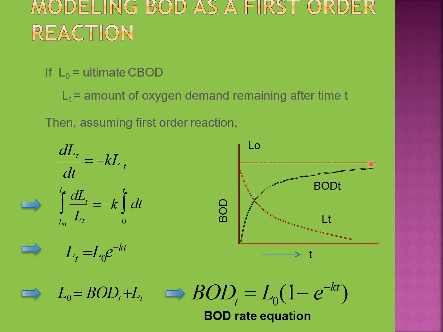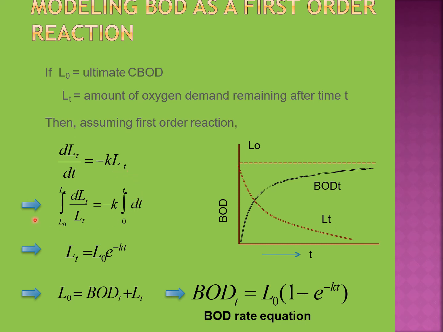Here, L0 is the ultimate BOD. Lt is the amount of oxygen demand remaining after any time t. dLt/dt is the rate of change of BOD loading, which is proportional to Lt. If we add a constant k, we get dLt/dt equal to minus kLt. The negative sign is used here as the rate of BOD decreases with time.